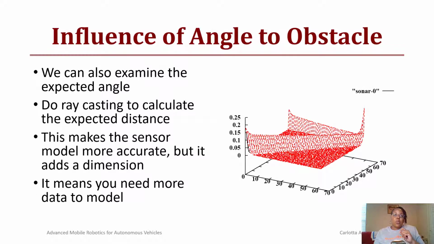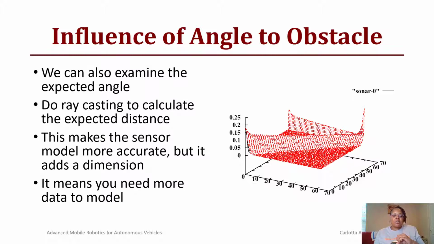So now we also have to think about what about the angle? If you think about a sonar or laser that's rotating, then the angle to the obstacle will also influence this probability. So here we have a plot that shows the expected measurement, the actual measurement, and then we have the probability of the axis. So this is called ray casting to calculate the expected distance to the obstacle in the world, knowing that there's an angle of incidence here.